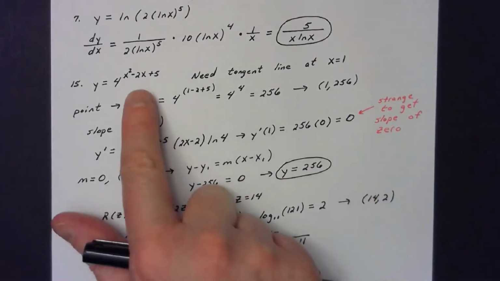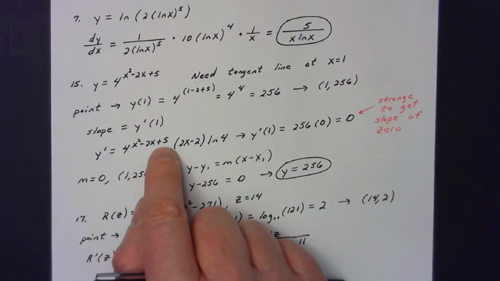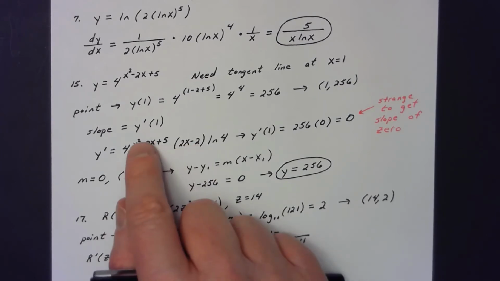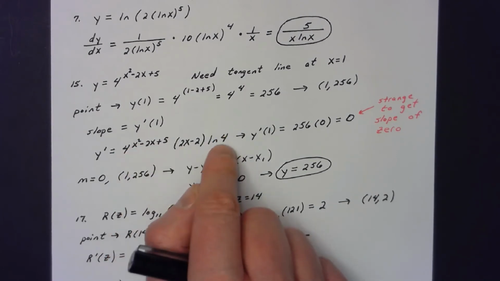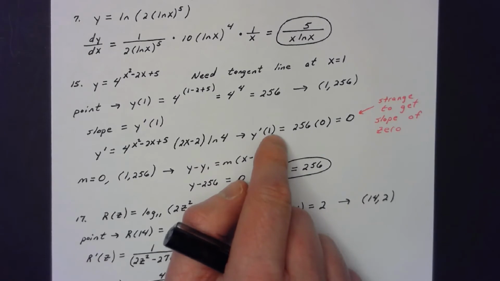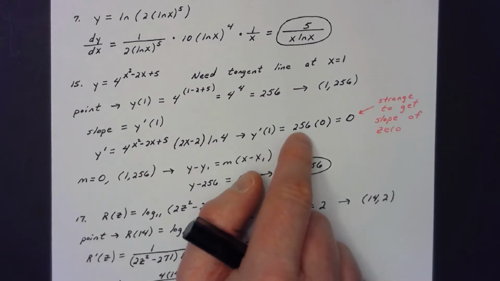So I know the derivative of any exponential function is always that exponential function, and then times the derivative of the exponent. Well, the derivative of this exponent is going to be 2x minus 2, times the natural log of its base. So now when I tried to simplify that to find out what the derivative was evaluated at 1, I already knew when I plugged a 1 into the exponential portion, it gave me 256. So I went ahead and did that.